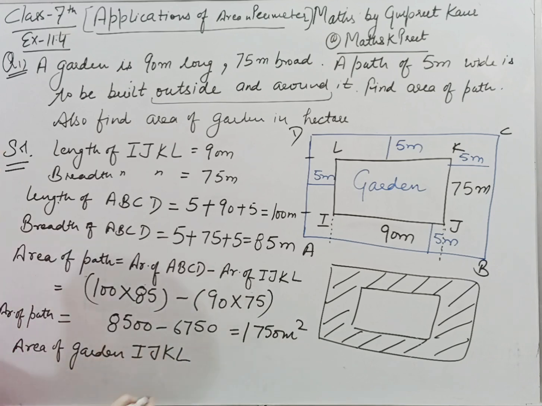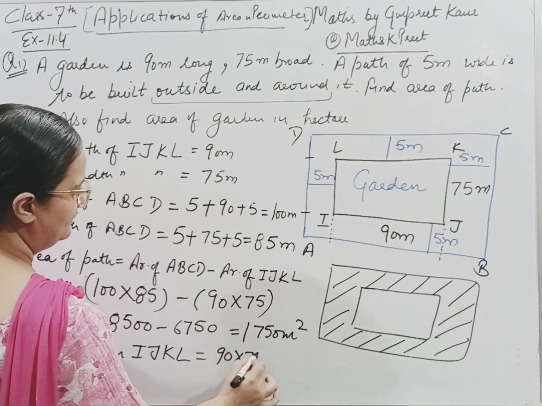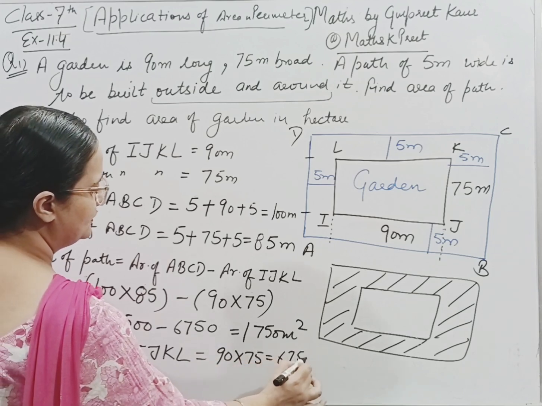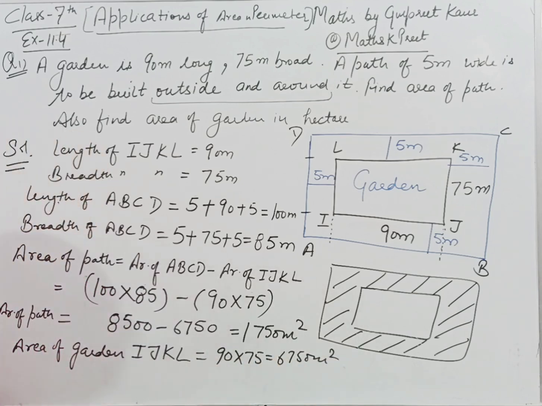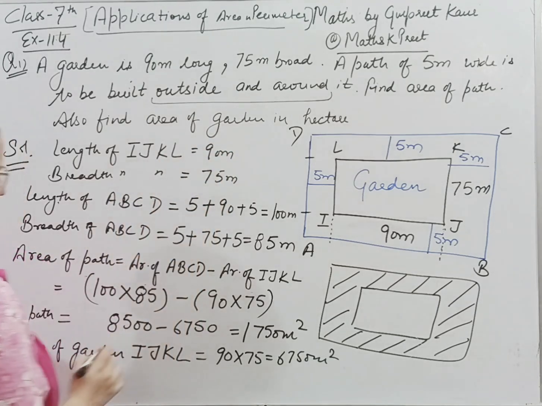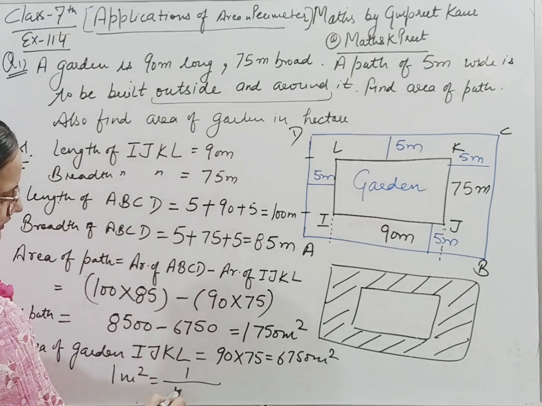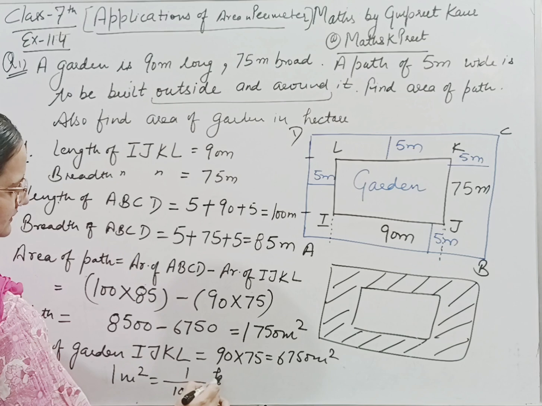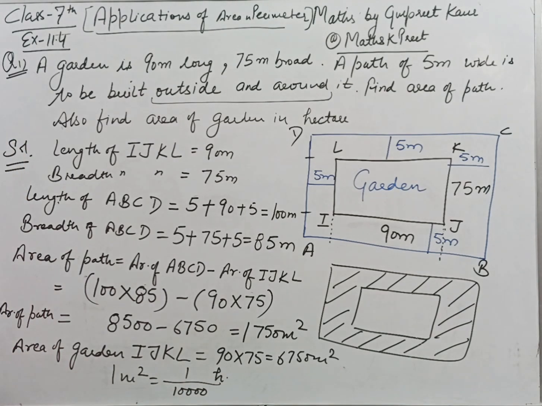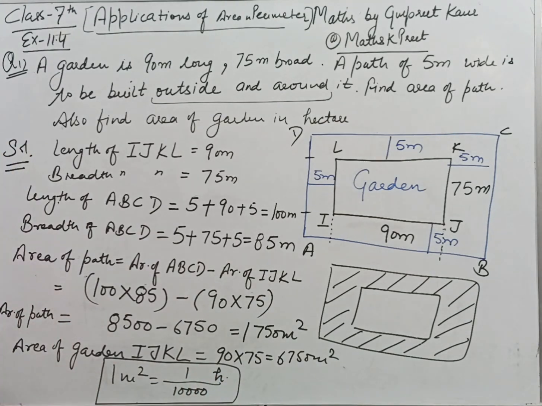So area of garden IJKL is equal to what? 19 times 75, again we will write, which is equal to 6750 meters square. This is an answer in meters square, but it is asking us to find the answer in hectares. So we know that 1 meter square is equal to 1 by 10,000 hectares. This is the formula here that we have to learn. 1 meter square is equal to 1 by 10,000 hectare.